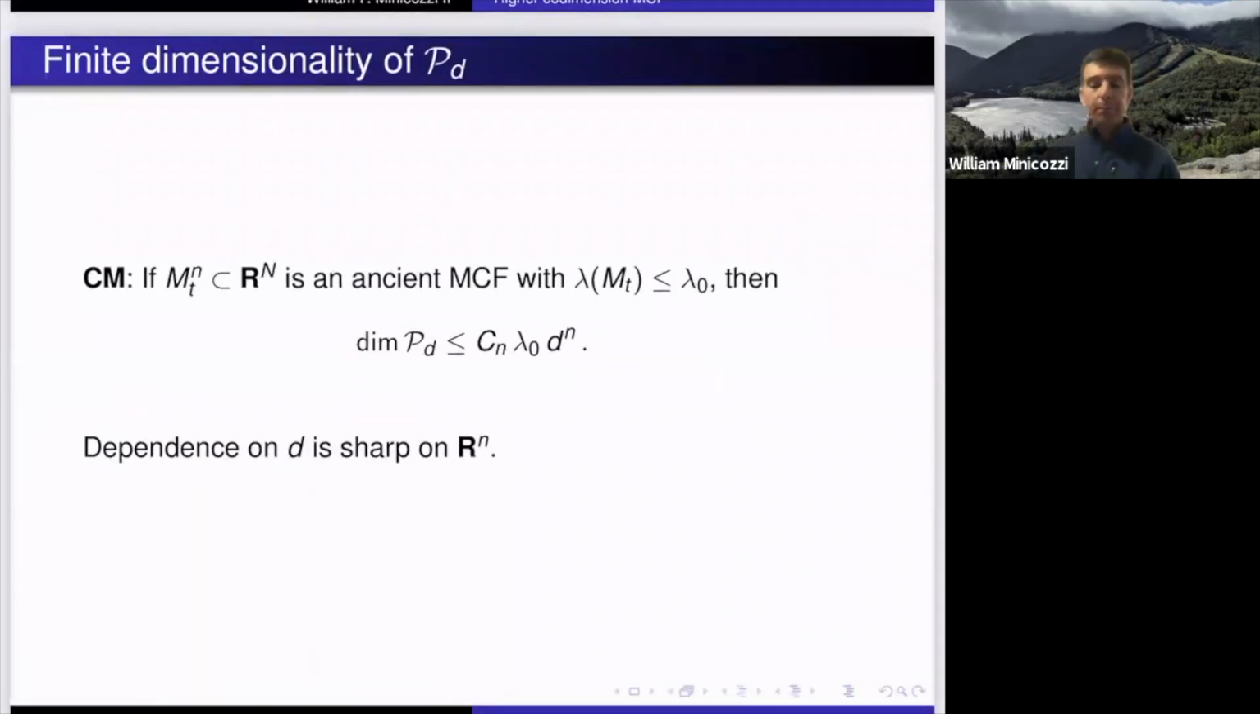Toby and I proved that, in fact, for these flows, the dimension of P_D was always finite. This is for mean curvature flow. The exponent on D was again n, the same as you would get in Euclidean space. Now the constant in front of that was a dimensional constant times the entropy. So as the entropy gets larger, the dimension could go up. And again, the dependence on D is sharp. The dependence on the entropy, I would really like that it wasn't sharp.